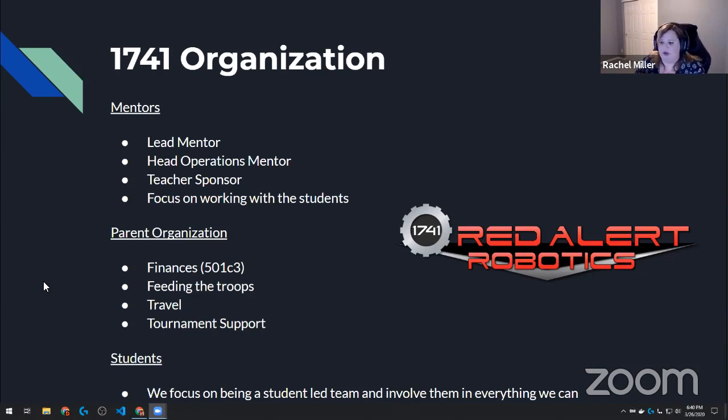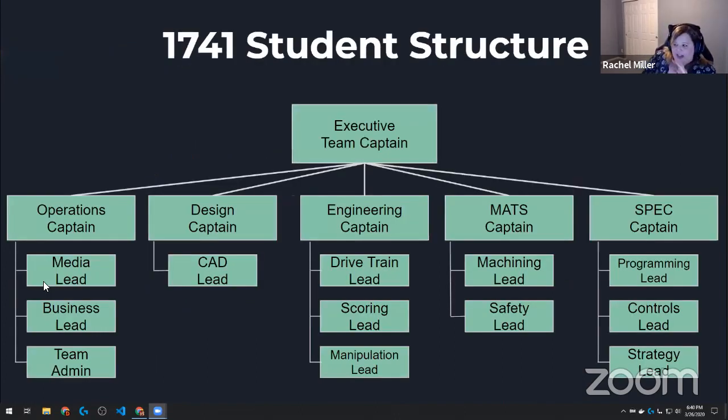And then students, we focus on being a student-led team, but like I mentioned, we involve them in everything we can. Now, we don't involve them in discipline things or anything like that, but we involve them in fundraising and every other aspect we can. We don't involve them in getting insurance for our trailer. We don't feel like they really need to do that, but we try to involve them in everything else.